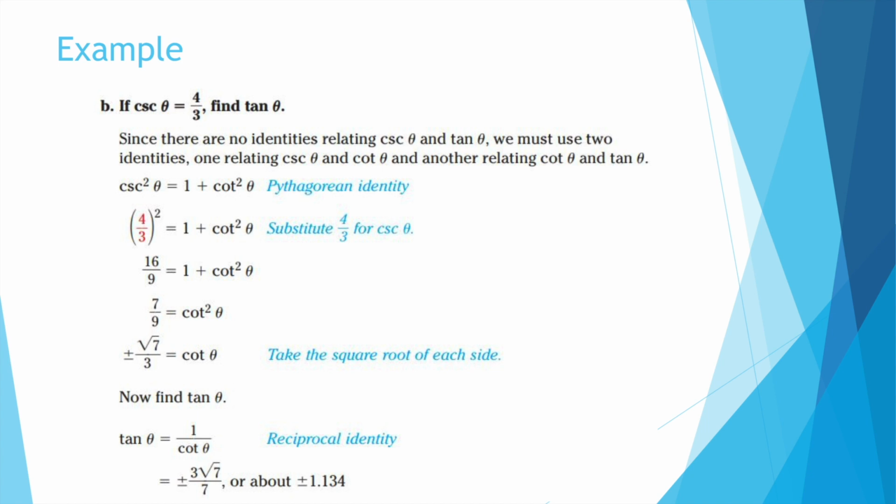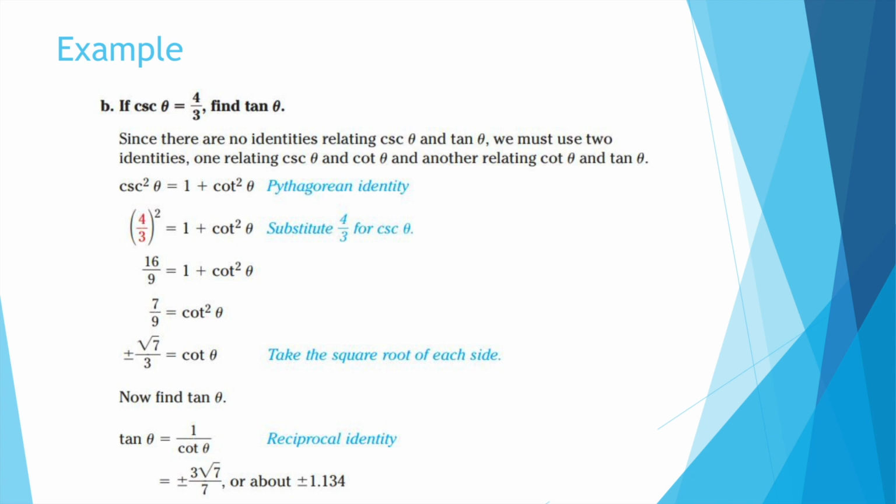So here's another example. It's a bit more complicated though. So we have cosecant of theta equal to 4 over 3, and we're told to find tangent of theta. Now, there are no identities that directly relate cosecant of theta to tangent of theta. The reciprocal functions have little to no sway here. So we need to go into Pythagorean identities.